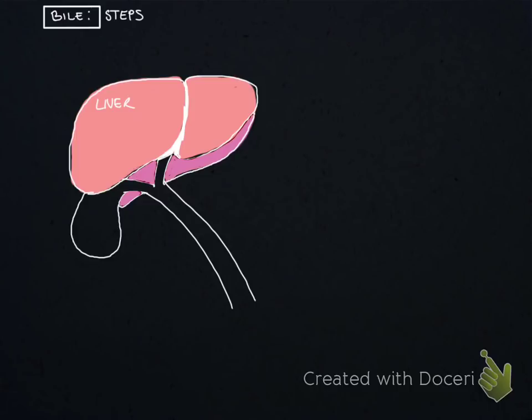So now let's go over the steps that bile takes before it reaches the duodenum. Okay, so first step is that bile is made in the liver. It then moves down the structure called the common hepatic duct. It makes its way into the cystic duct. So that would be the cystic duct. It's stored in the gallbladder. So that would be number 4.